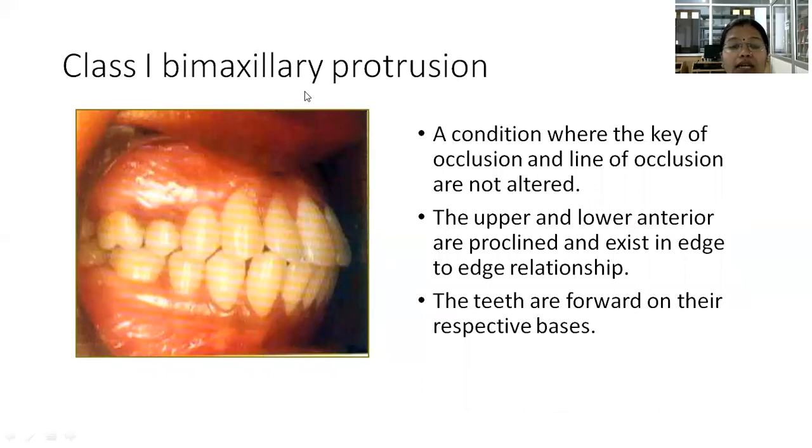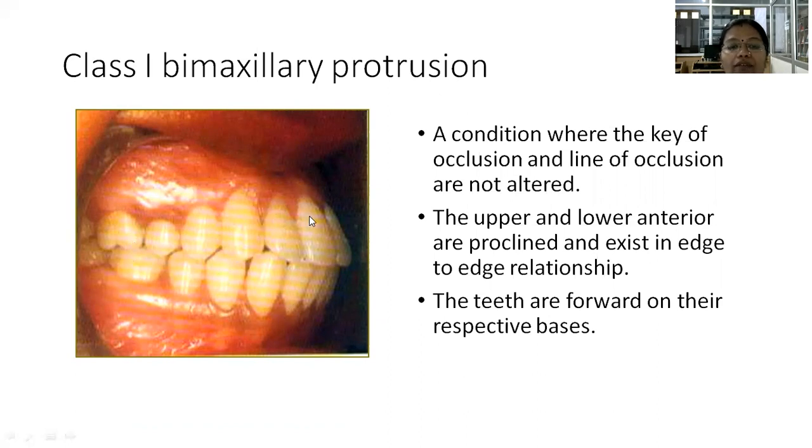And one more thing is the class 1 bimaxillary protrusion. So bimaxillary protrusion is this. What it means is your maxillary and mandibular anterior teeth will be forwardly placed. Okay, the line of occlusion will be normal, molar relation will be normal, canine relation will be normal, even the premolar will be normal. But the only problem or the only malocclusion is the proclination or the protrusion. Both the jaws are protruded, the maxillary and the mandibular.